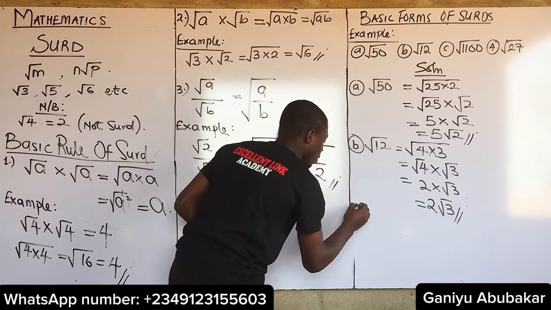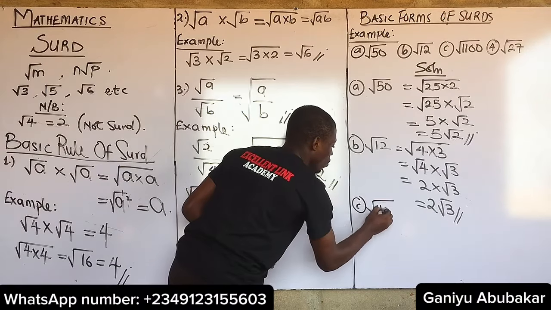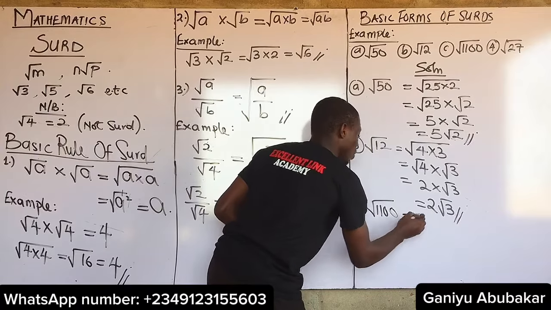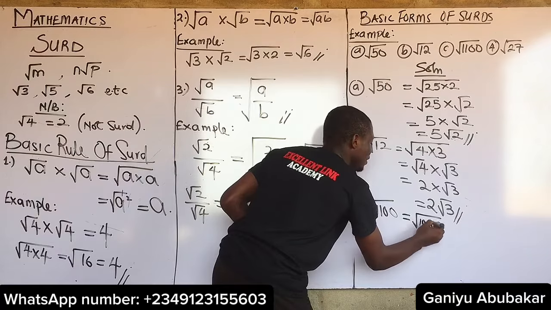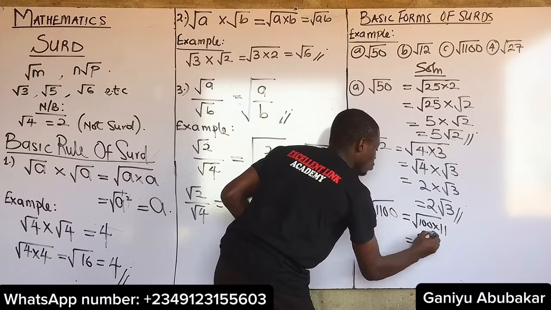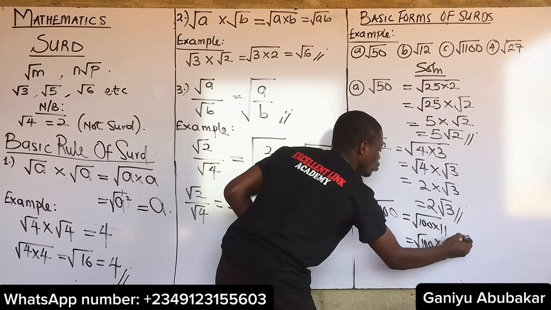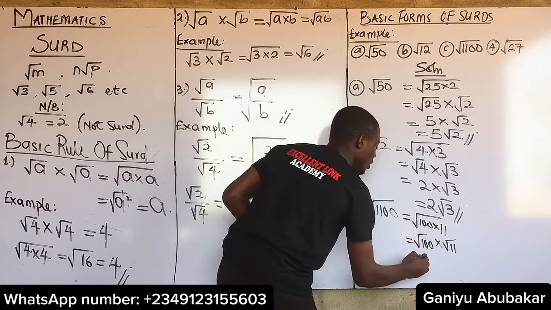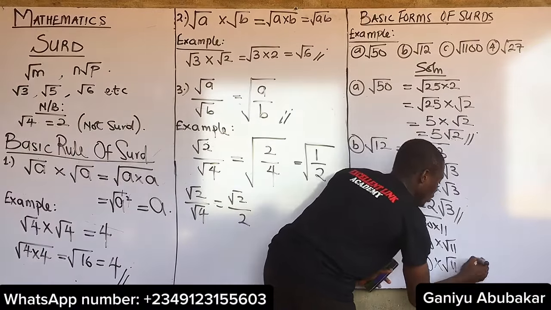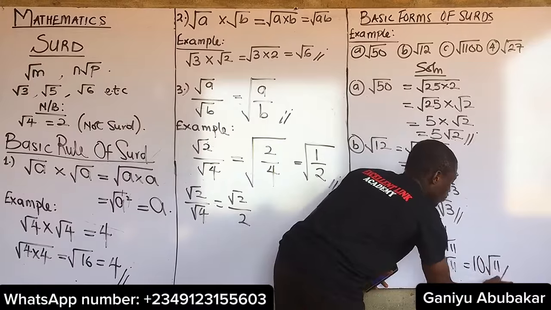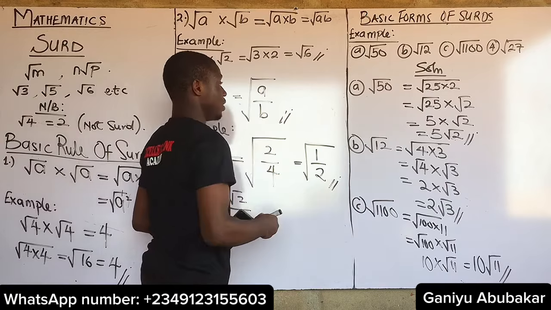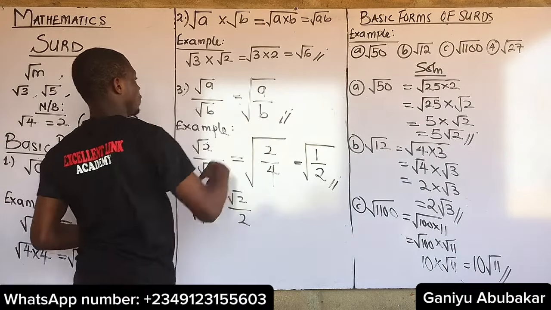Let's take C to its basic form, root 110. From here now, I know that to get 110, if I have root 100 times 11, we get 110. So separate this one, I'll have root 100 times root 11. Root 100 gives 10 times root 11, which will give 10 root 11 as my answer to C. So let's do number 4 there.